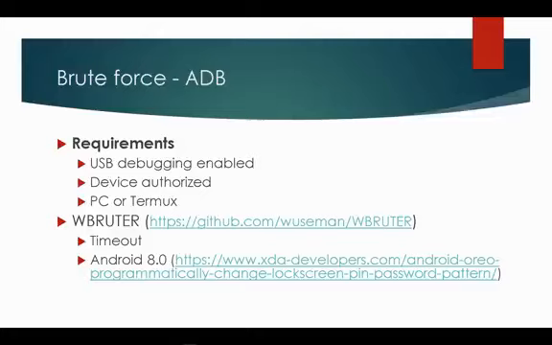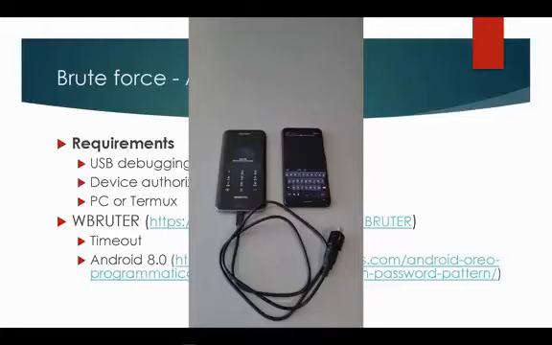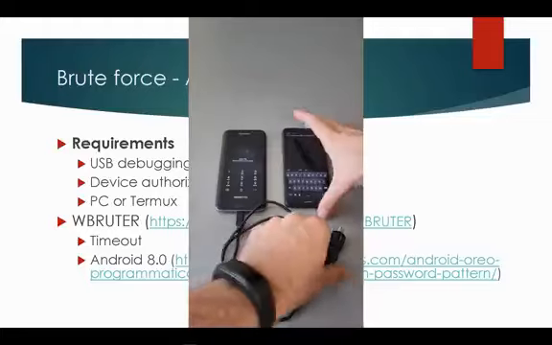There was introduced a new feature that made it possible to change the PIN, pattern, or password of the lock screen using a new ADB command, and that feature contained a bug which would result in bypassing timeouts, but only for Android 8.0. I tested that for Android 8.1, 8.0 and 10, and this feature or this bug is not present anymore. I prepared a quick demonstration. I have two smartphones.